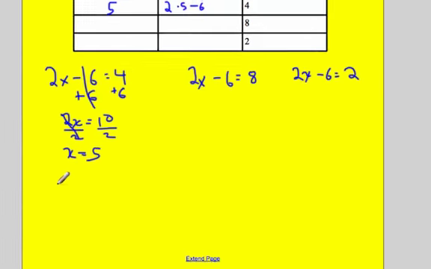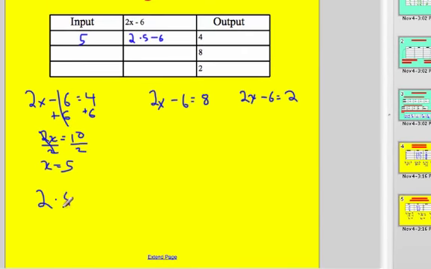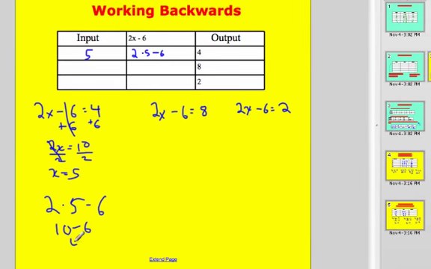We have 2 times 5 minus 6. 2 times 5 is 10. Minus 6 leaves us with 4. And that's what we said we got for the output there. Kind of a difficult process. Let's try it again.